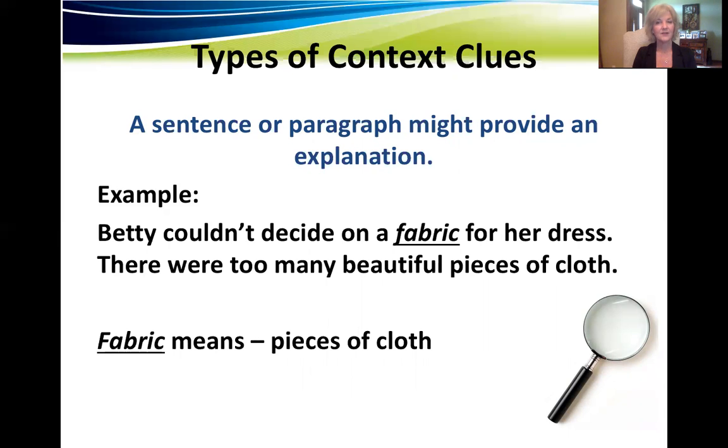A sentence or paragraph could also provide an explanation of what the word means. For example, Betty couldn't decide on a fabric for her dress. There were too many beautiful pieces of cloth. Fabric is the word that we need to decide what it means. If we only read, Betty couldn't decide on a fabric for her dress, you might not be able to determine the meaning. But once we continued to read, it said there were too many beautiful pieces of cloth. Well, pieces of cloth refers to fabric, so we can determine fabric means pieces of cloth.